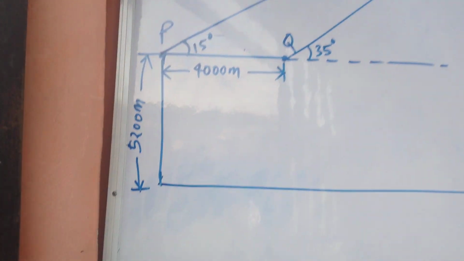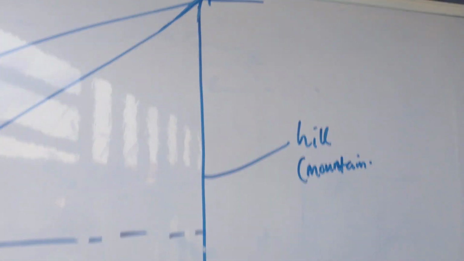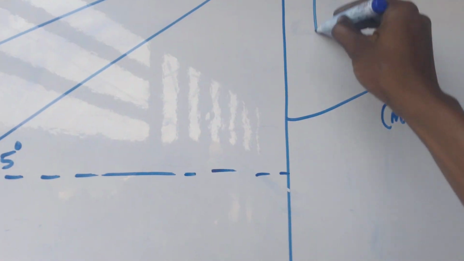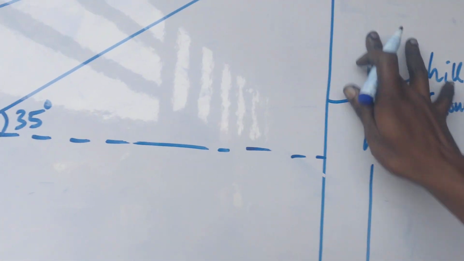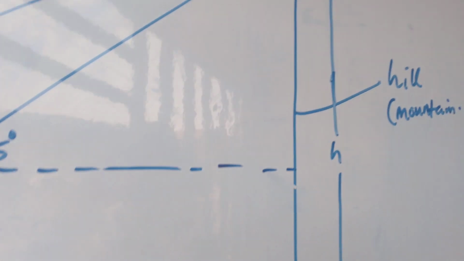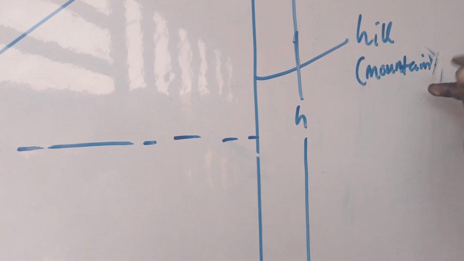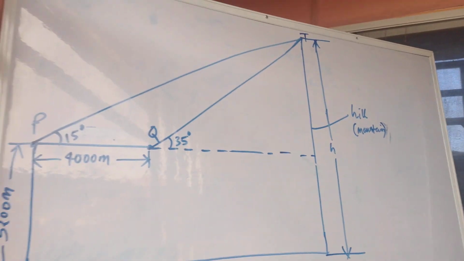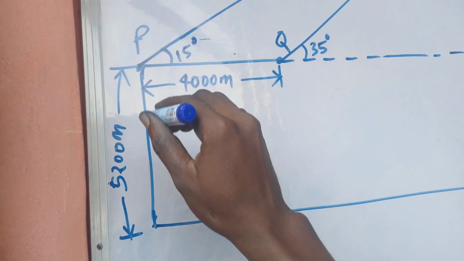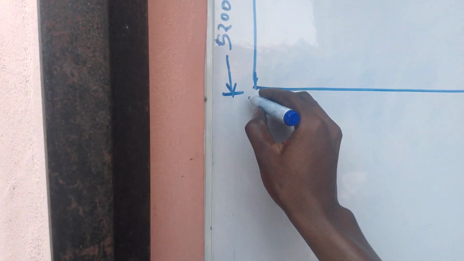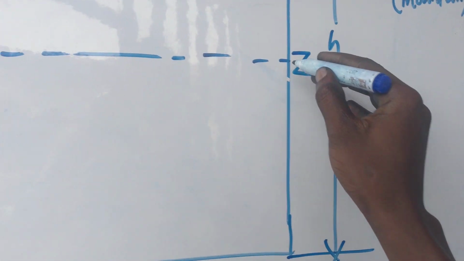Calculate the height of the mountain. The height of the mountain is the distance from here to here, which we can call height H. That's the mountain or the hill. You see here is P and there is T. Here is Q. I can call here X, I can call here Y, I can call here Z.